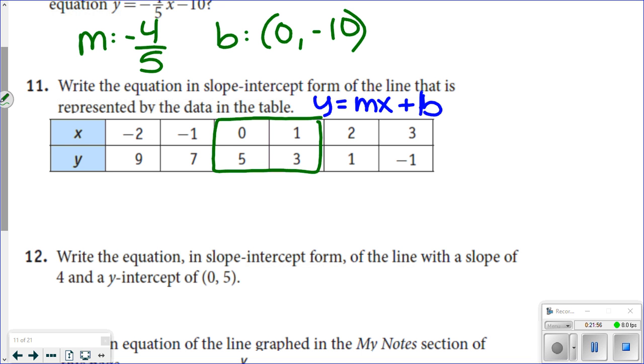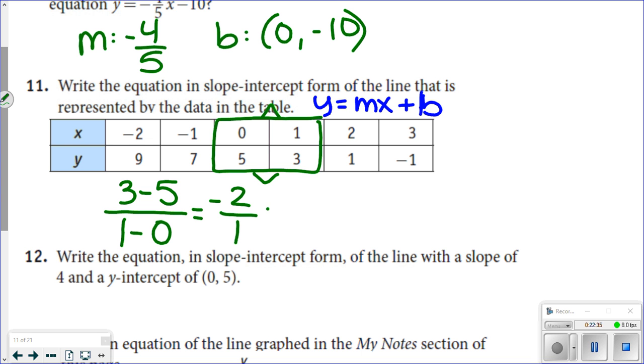So that might cut down on my chances of making mistakes here. So I know that my y values have to go on top. So I'm going to take 3 minus 5 divided by 1, my x values, minus 0. So I did the difference between these 2 values and those 2 values. The second minus the first, the second minus the first. So 3 minus 5 is negative 2. 1 minus 0 is 1. But again, this can reduce to just being a negative 2.